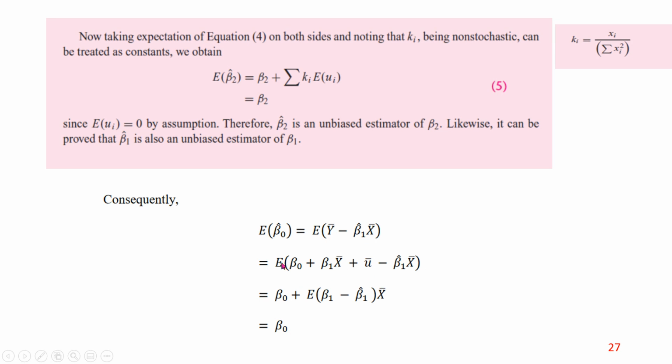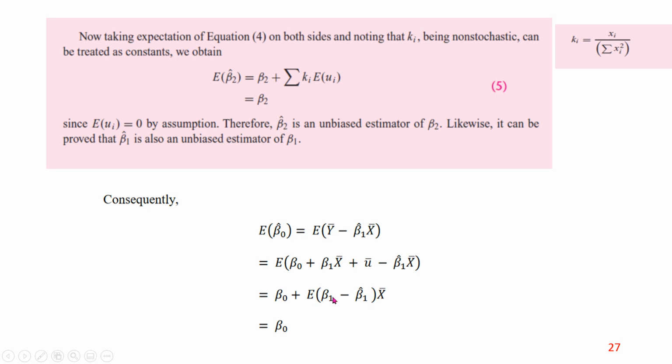Then I apply the expectation. The expected value of beta naught is beta naught itself, and when I apply expectation on u bar, we know that the expected value of the residual is 0, so this part will vanish. We take x bar common from these two terms, and we are left with beta 1 minus beta 1 hat times x bar. So we just proved that beta 1 hat is an unbiased estimator of beta 1.